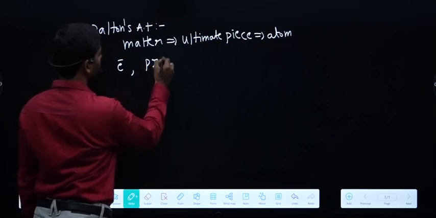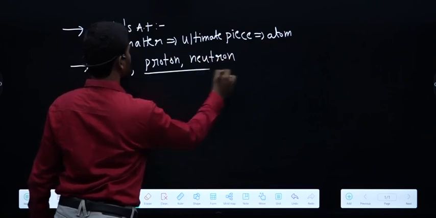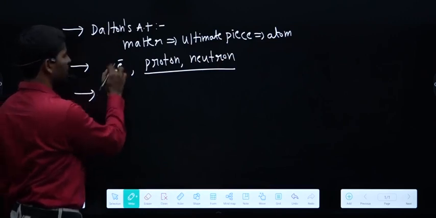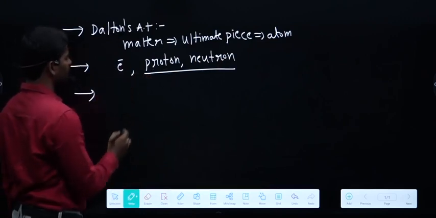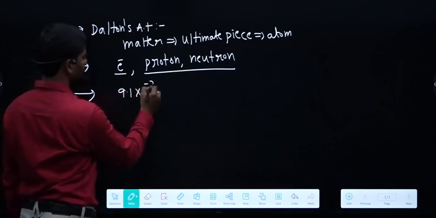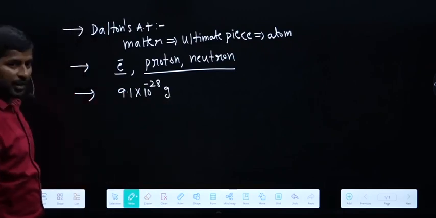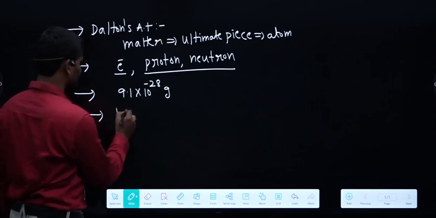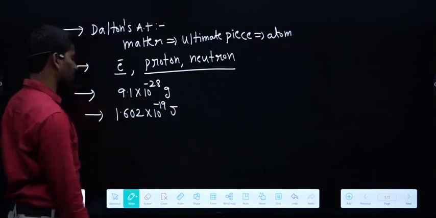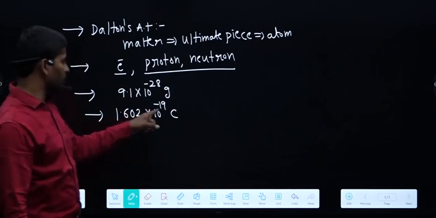Electron, proton and neutron. Out of these three, these two are present in the nucleus, so they are said to be nucleons. Okay, some of the properties of these. What about the mass of the electron? That is 9.1 into 10 power minus 28 grams or 10 power minus 31 kgs. That is the mass of the electron. What is the charge on the electron? Negative, and the magnitude is 1.602 into 10 power minus 19 coulombs.